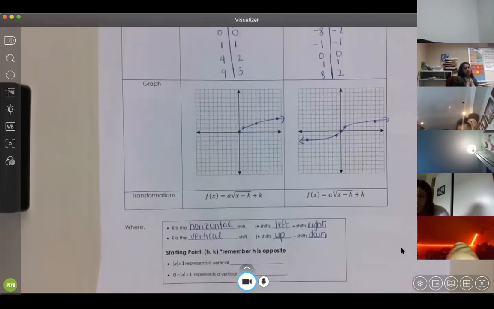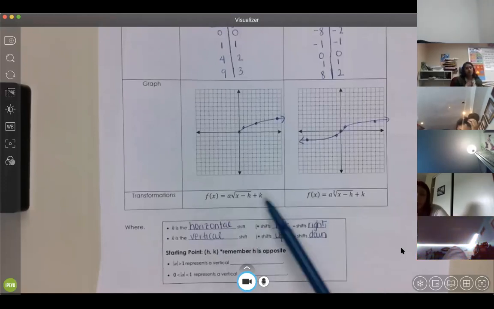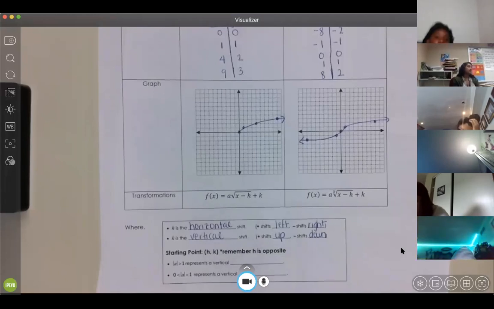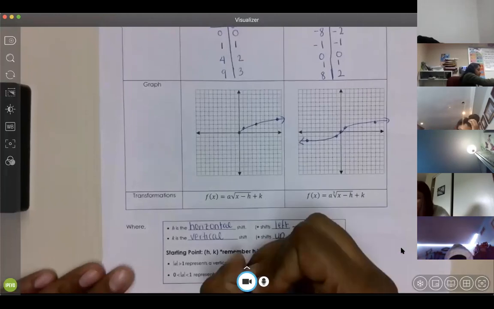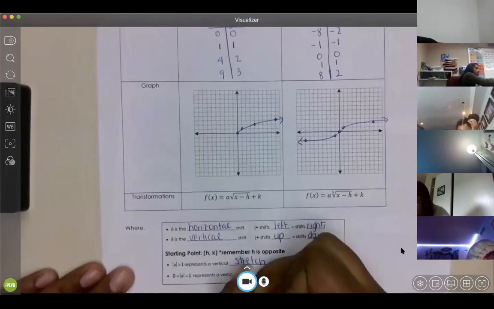We haven't talked about a yet. So a represents two different things. It's always going to be in front of your radical. You'll always find it in front of the radical. The first thing it will tell you is if there's a vertical stretch or a vertical shrink. So you just look at the number, forget about whether it's a negative or a positive, just look at the number itself. If the number is bigger than 1, it represents a vertical stretch. If the number is less than 1, it represents a vertical shrink.